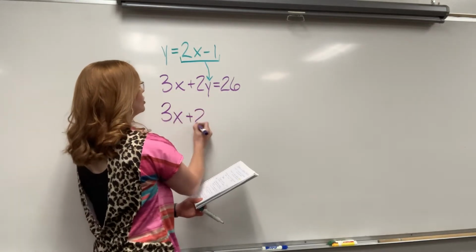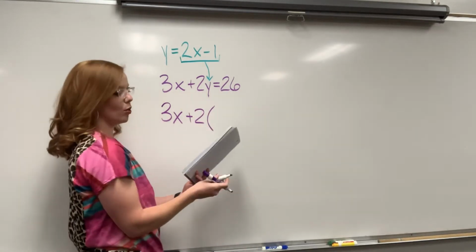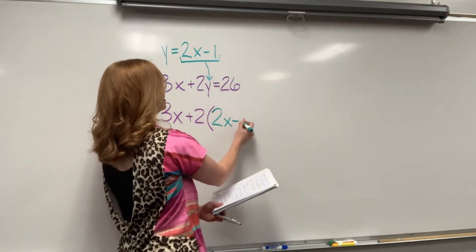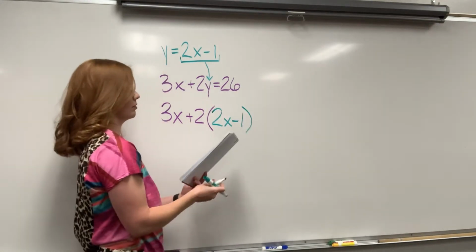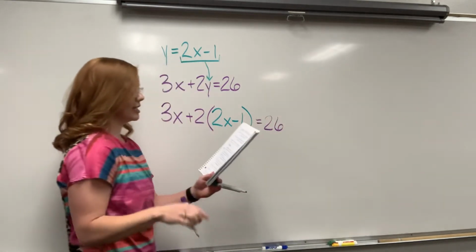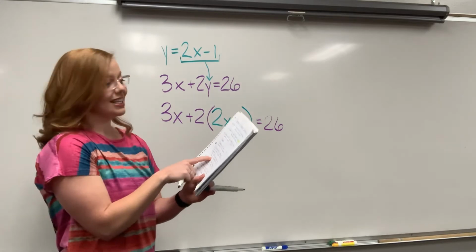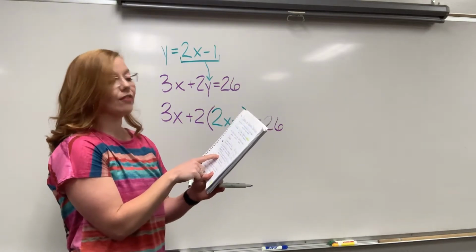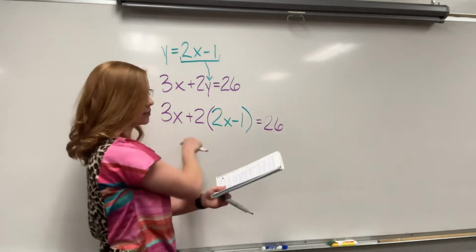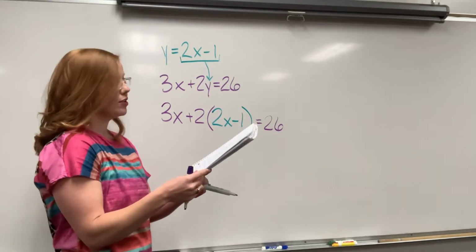3x plus 2 times, what are we subbing in for y? This expression up here, 2x minus 1, equals 26. So right underneath that it says the new equation should only have one variable. And look, it only has x's. It doesn't have any y's. Step 3, solve the new equation.